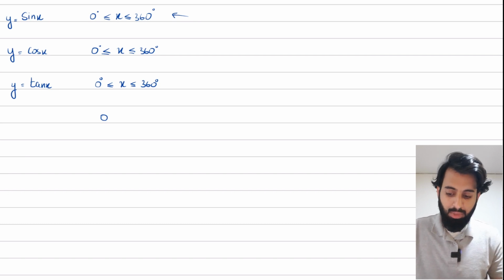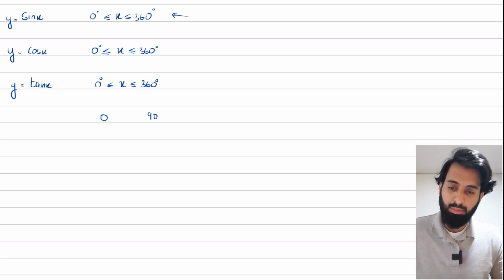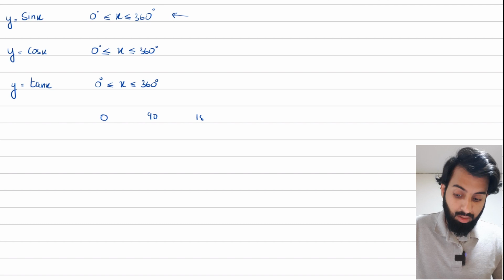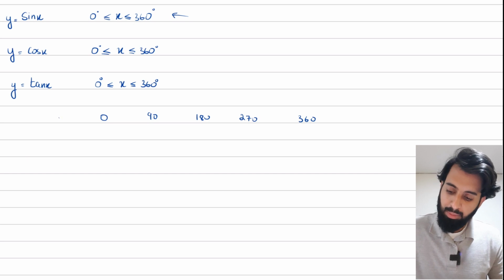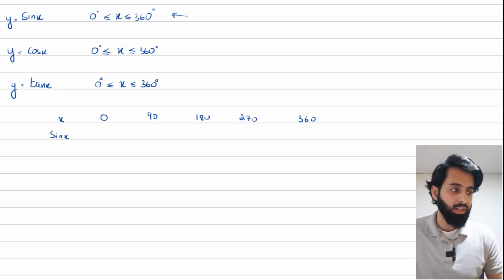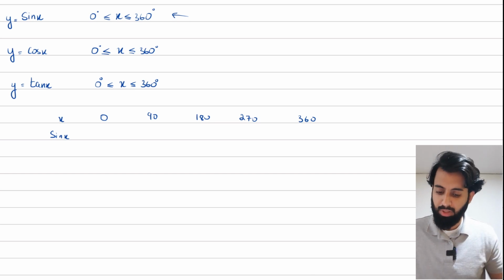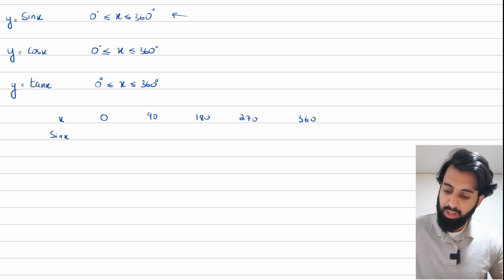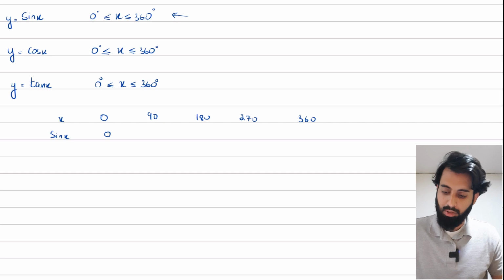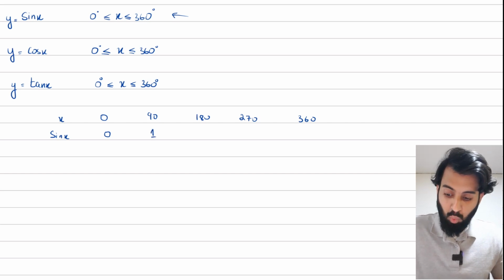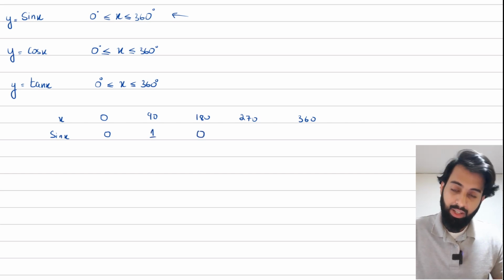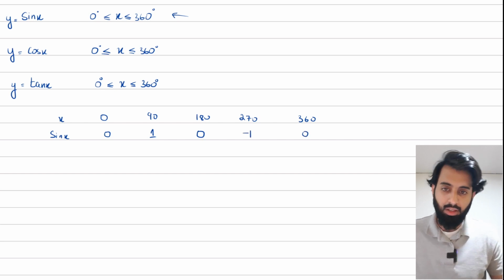So once you plug in 0, the next value that you're going to plug in is 90. The next value is 180, then right after that 270 and then 360. So remember, these are all the x values and these are all the corresponding values that you are going to get. I'm just going to quickly grab my calculator. Sine 0 is 0. Sine 90 is 1. Sine 180 is also 0. Sine 270 is -1 and sine 360 is 0.